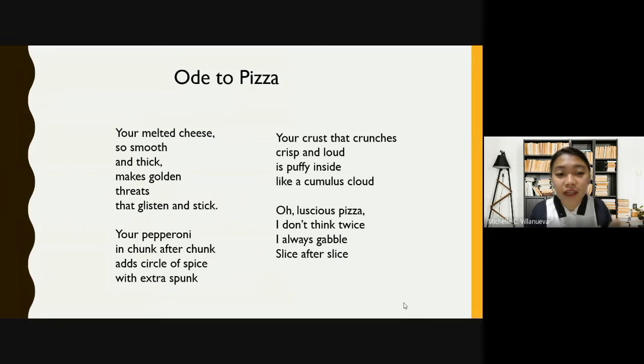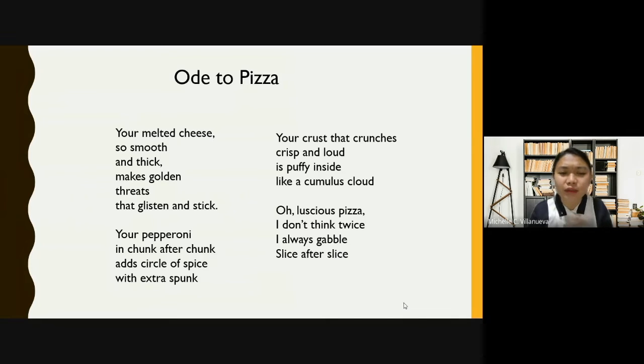May I call someone to explain the purpose of this ode? Anyone? Yes, Paul. That's right. Thank you, Paul. As you notice, the writer is describing the pizza and also complimenting the pizza. There is an exaggeration in this poem. There are no repeated lines, and it also doesn't have rhyme.